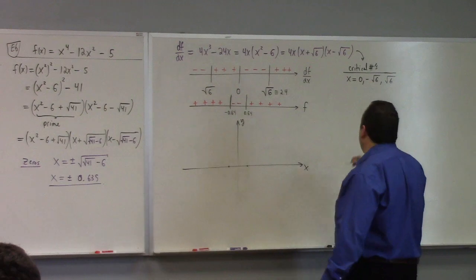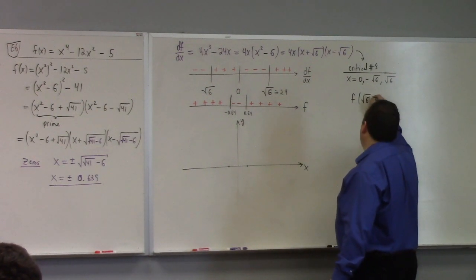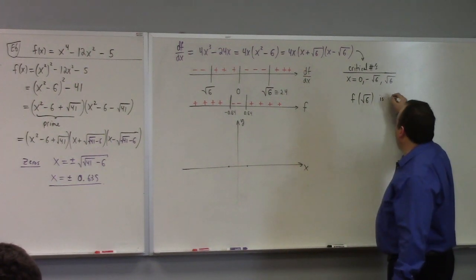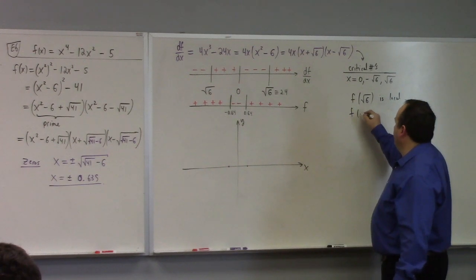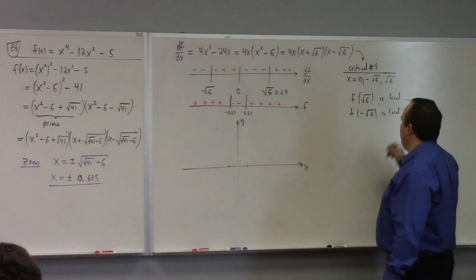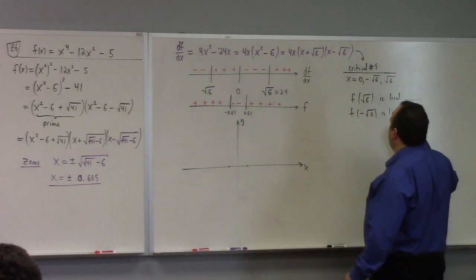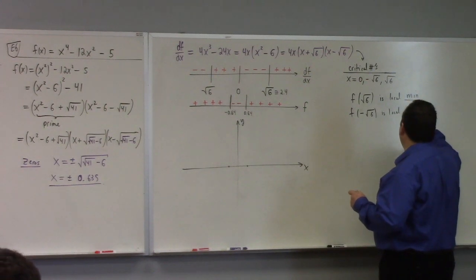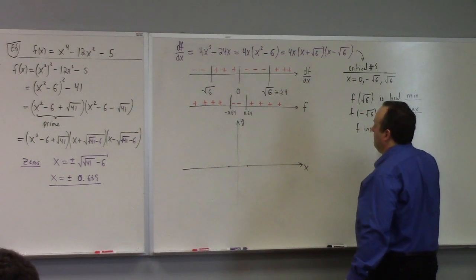Anyway, while I'm setting my thoughts aside, f of 6 is what? Local what? F of minus root 6 is what? So f of 6 is a minimum, maximum. F increases where?